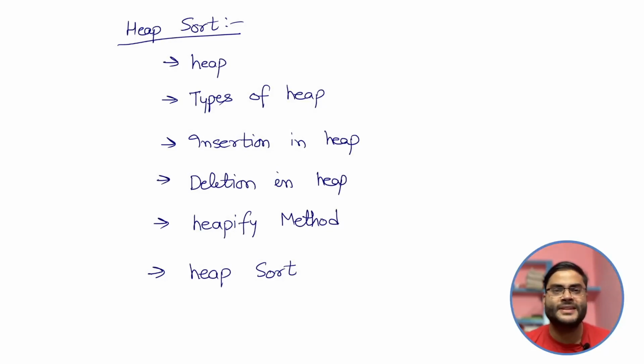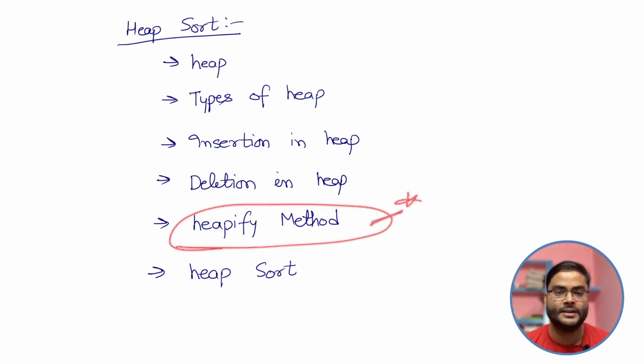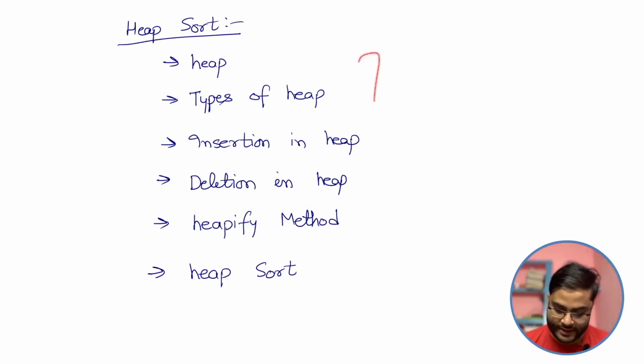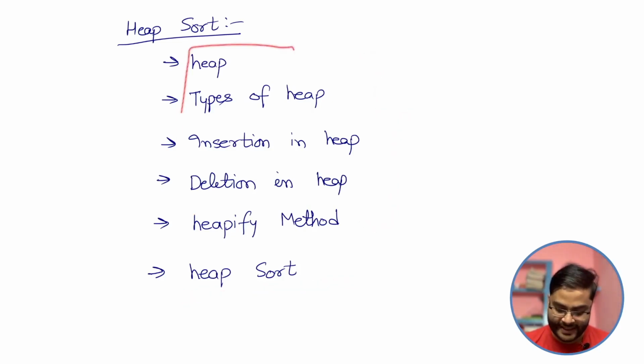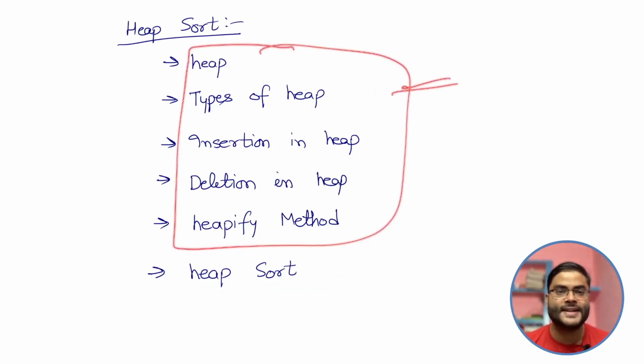So our next algorithm is heap sort. In heap sort, we will see what is heap, how heap is created, what are the types of heap, MinHeap, MaxHeap. Okay, so how we do insertion in heap, how we do deletion in heap, and what is Heapify method. That is a very important method. Okay, and after all this, we will see what is heap sort.